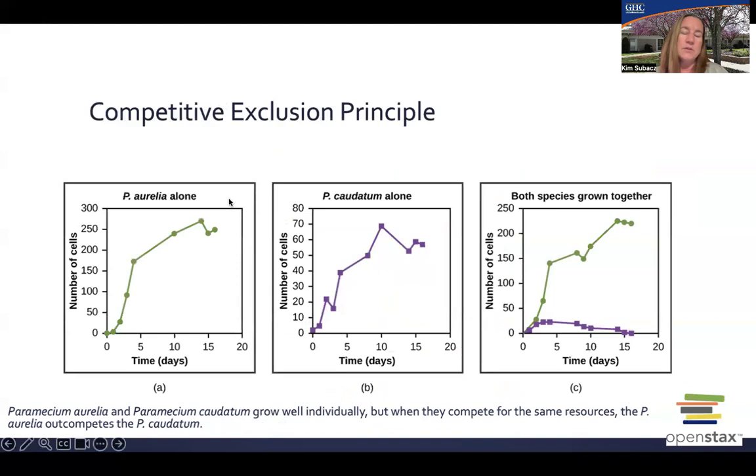The competitive exclusion principle. With the competitive exclusion principle, you have two species that are fighting for the same resource. They're competing for the same resource, and not everybody's going to make it. Not everybody's going to do well if you're competing for the exact same resources.